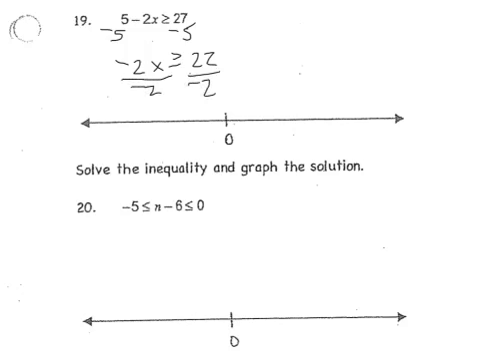With inequalities, the rule is that when you divide or multiply by a negative, you have to flip the symbol. So you have your x, and instead of greater than or equal to, we're flipping it so it's now less than or equal to negative 11. So we're going to make a point at negative 11. It is a closed circle because it can be equal to negative 11, and we're going to the left because it is less than.